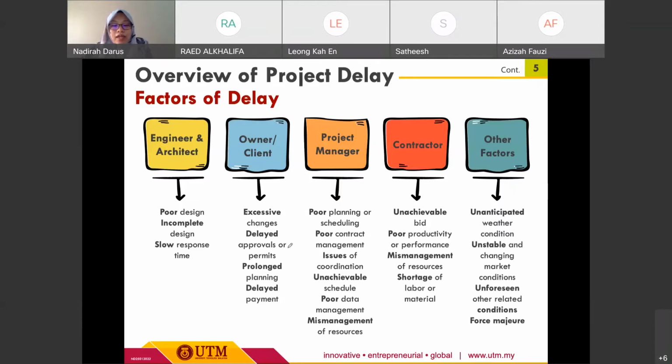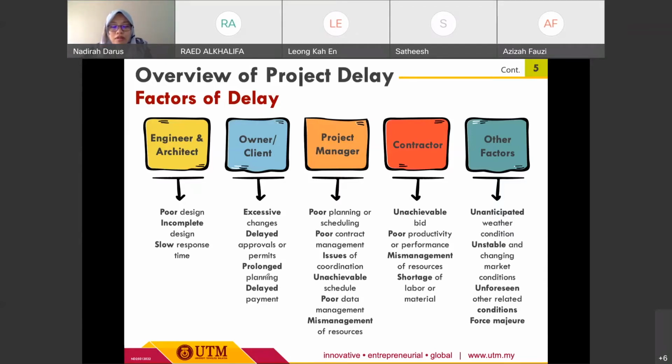Okay, and the other sub factor related to the owner or client relates to the delayed approvals of permits. So any approval required by the contractor side, which needs approval from the client, should not be delayed, should be on time so that the progress of the works can be well progressed. Okay, and then prolonged planning and also delayed payment.